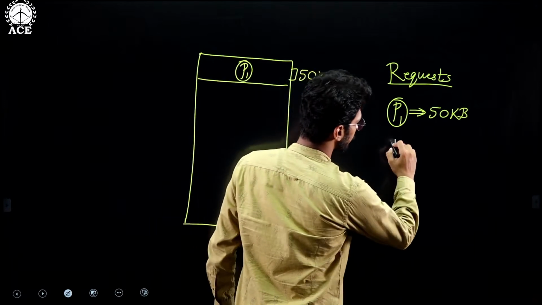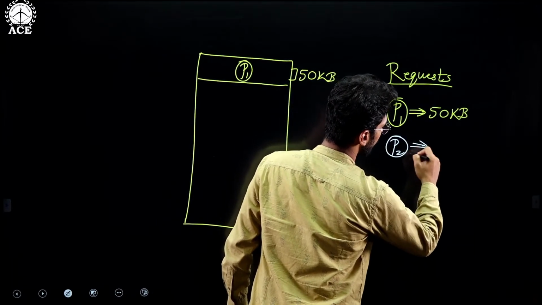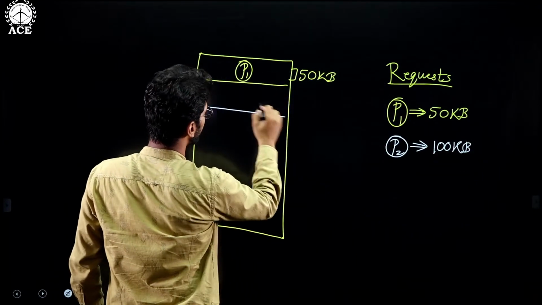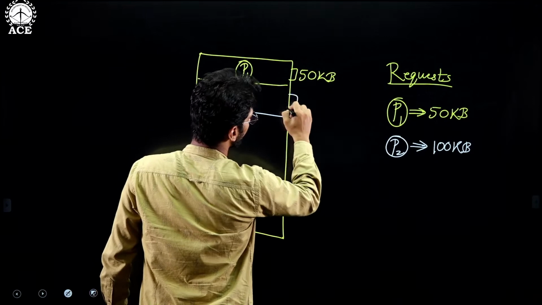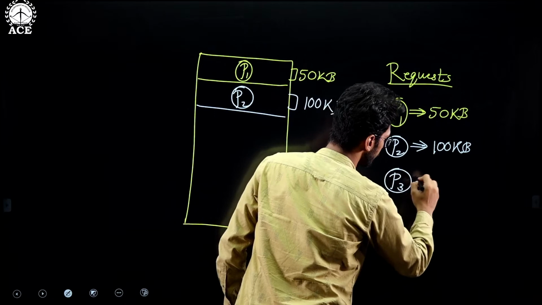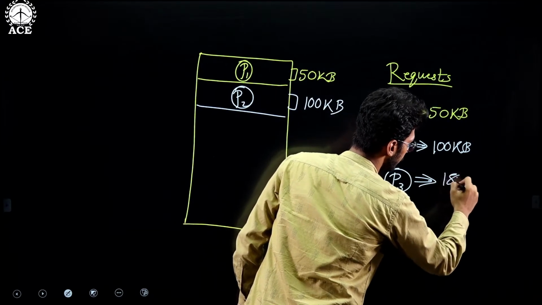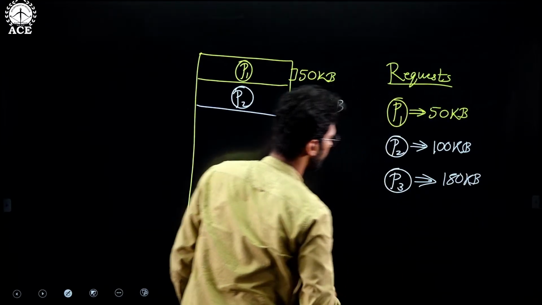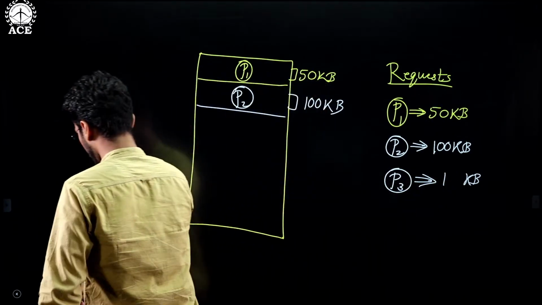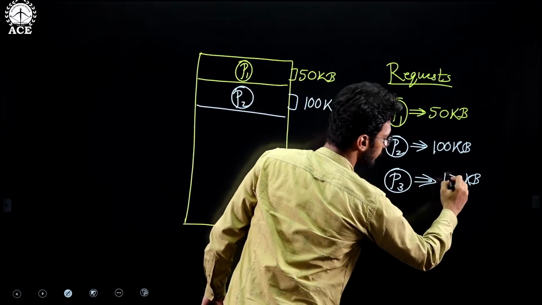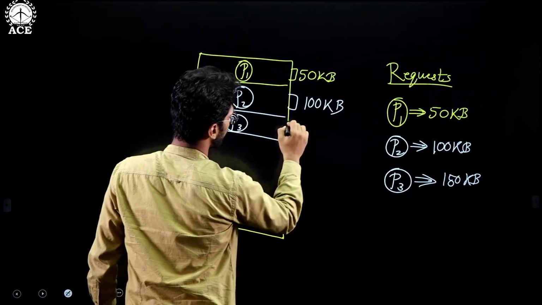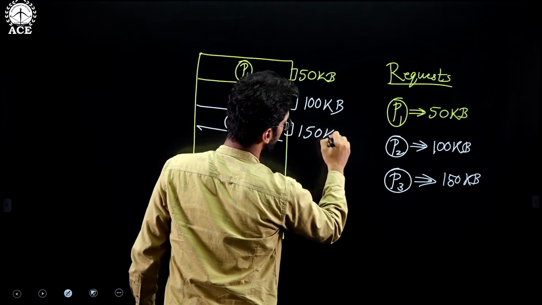So, see, next process request P2. P2, let's say 100 KB. A slot got created for process P2 of 100 KB. Then I'll draw it fastly. Let's say P3 came, let's say 150 KB. Again, P3 slot got created for 150 KB.